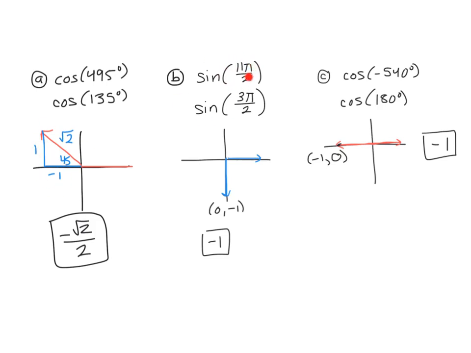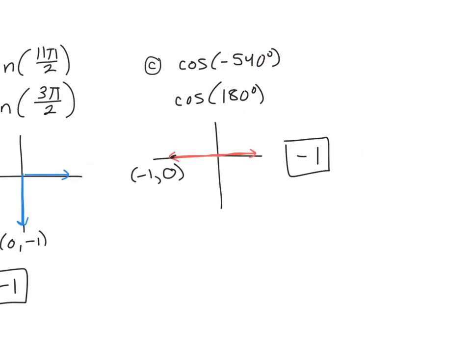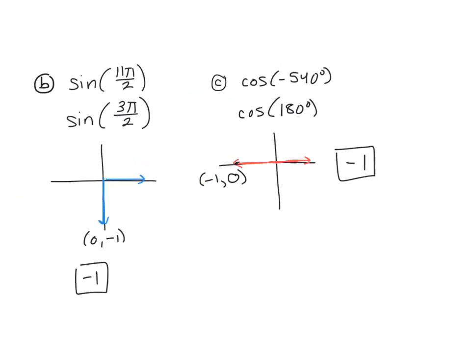Here, 11 pi over 2, you're going to have to actually subtract 2 full cycles to get to 3 pi over 2, which is down here. Remember, for anything on our axis, I would use the coordinate from the unit circle. So our coordinate is 0, negative 1. Sine is the y value, so our answer is negative 1. And here, negative 540, if you add 2 full rotations, you see that negative 540 is the same as positive 180. So we're right here. The coordinate here is negative 1, 0, and cosine tells us to use the x value of our coordinate. So negative 1 is our answer.